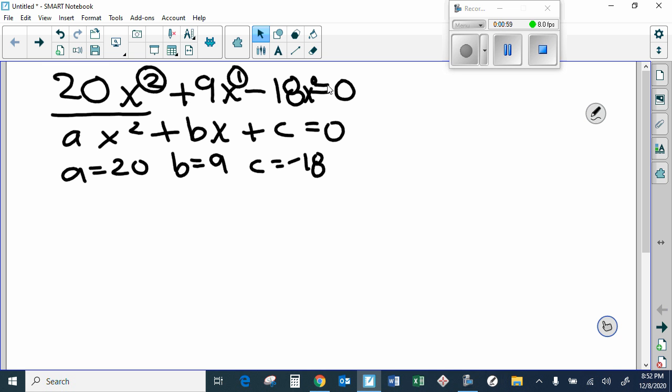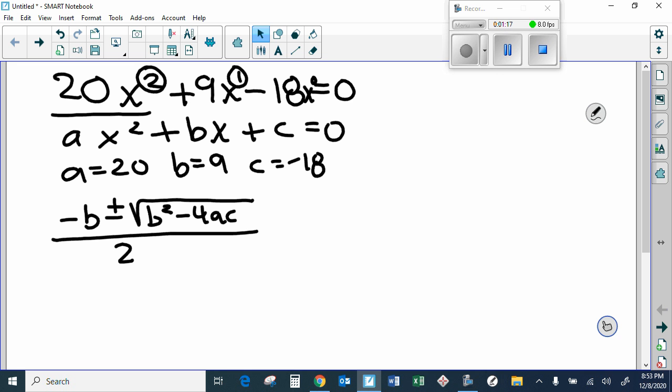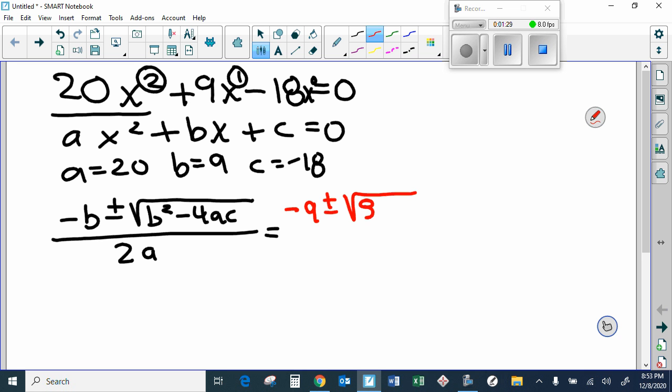Okay, we'll go ahead and start with quadratic formula this time, and then go to factoring, and then graphing calculator. Okay, so remember quadratic formula, negative b plus or minus the square root of b squared minus 4ac all over 2a. So now let's go ahead and fill that in. Negative b is going to be negative 9 plus or minus the square root of b squared, 81, minus 4ac all over 2a. 2 times 20 is 40.